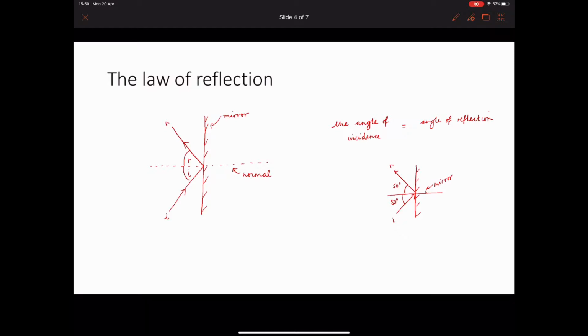So quite simple. Sometimes you might have to take it one step further and you might have to find the incident ray yourself, in which case you're going to have to use a protractor.